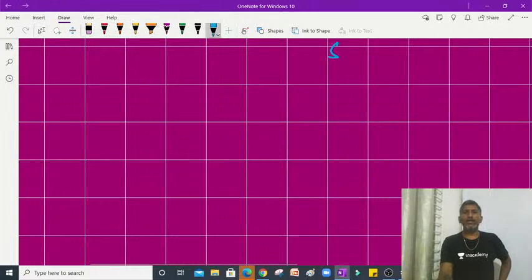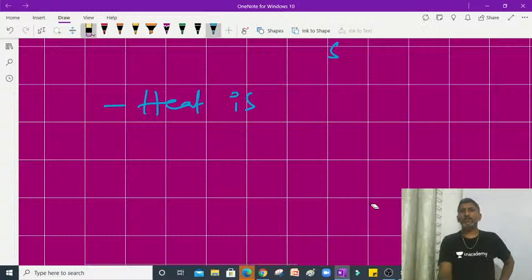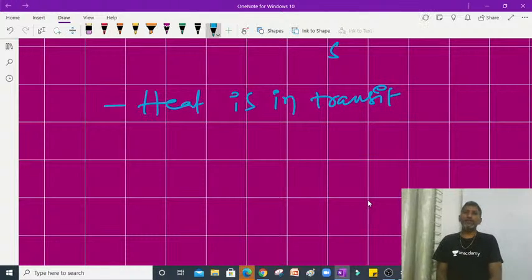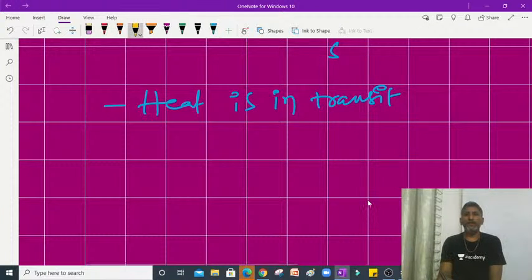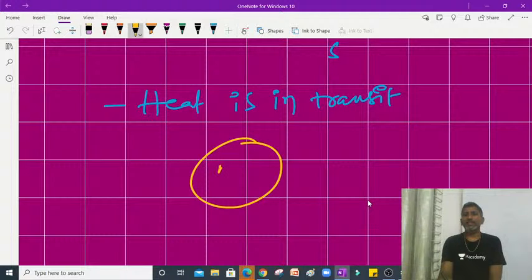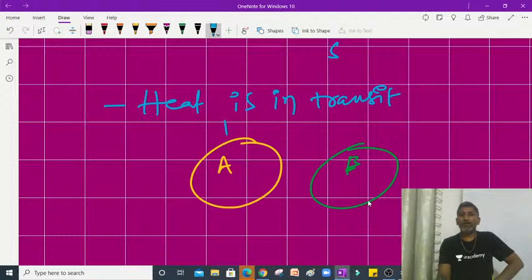Regarding heat, I have to put one point: heat is always in transit. What does it mean? Heat is always in flow. See this simple example. Here is one body, say body A, and here is another body, body B. Suppose body A is hotter than body B; I can say T1 is greater than T2.